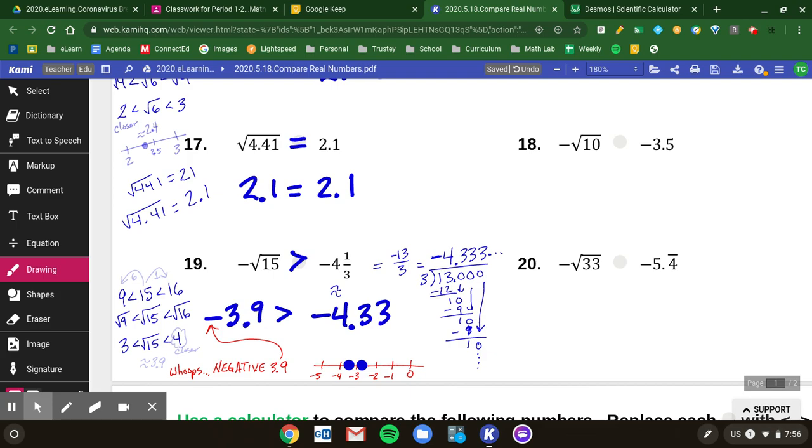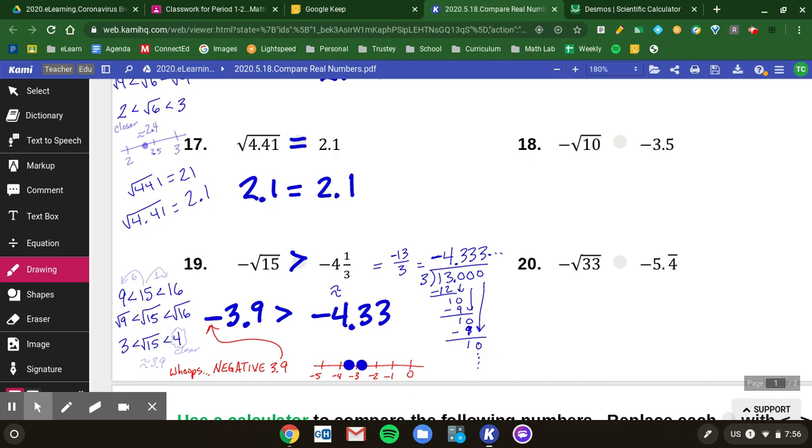Now, why is that important? Well, negative 3 9/10 is closer to 0 and all the positives than negative 4 and some parts. And so we're going to say that negative 3 9/10, or the square root of 15 opposite, is greater than negative 4 1/3. Pause if you wish, go on to those even problems.